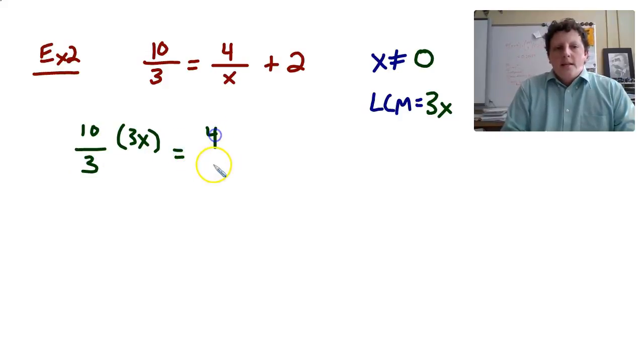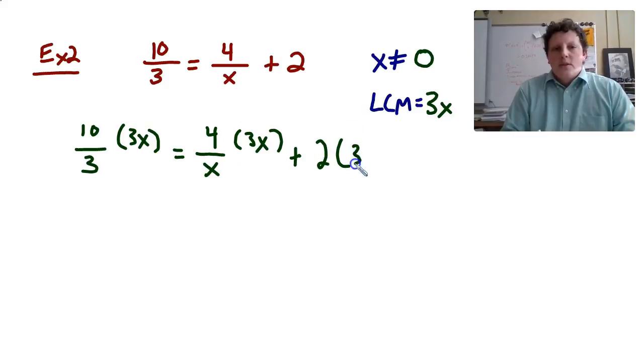So we got 10 over 3 times 3x, 4 over x times 3x, plus 2 times 3x. Every part gets multiplied by 3x. Now, what we're really doing is multiplying the left side and the right side of the equal sign by the same thing. It is a way to solve an equation. We don't usually do it this way, but in this way, we're not only getting closer to solving the equation, but we're getting rid of the denominators.